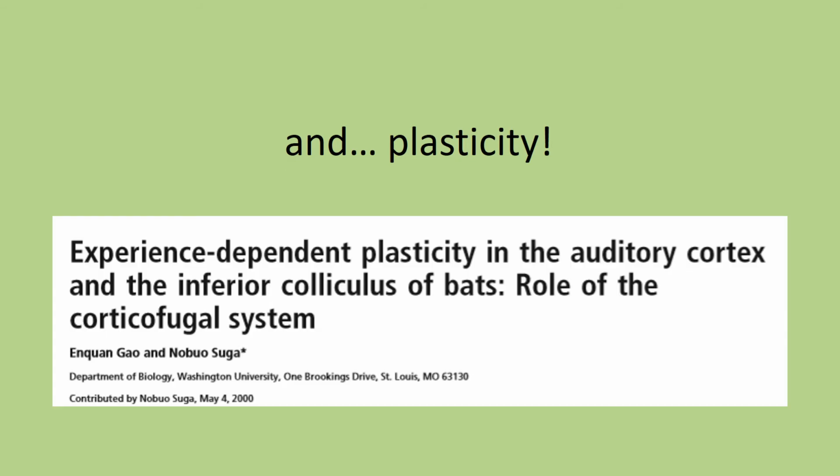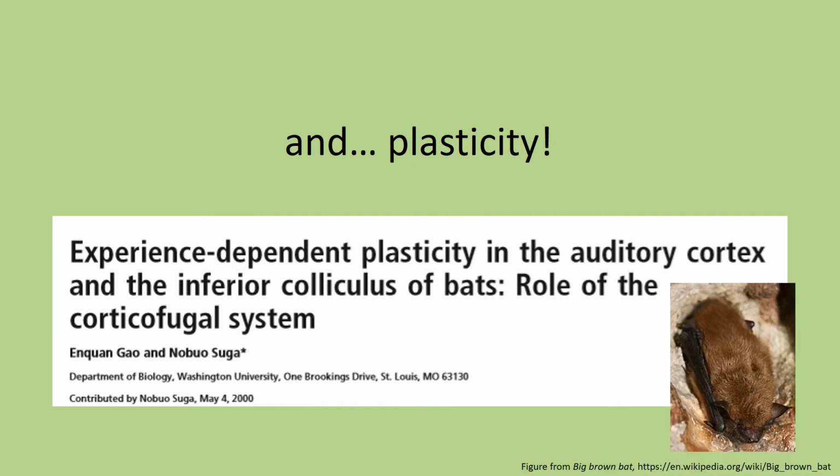A further study by Gao and Suga has suggested a positive feedback loop involving ascending and descending pathways in the auditory system of echolocating bats to improve cortical neuron responses to specific frequencies. This study found a positive feedback loop in the neural circuits of the big brown bat, another species of echolocating bat that has just an FM call.